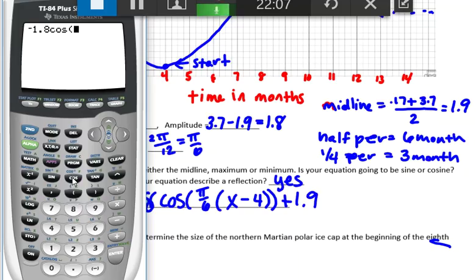So I'm not putting in the y equals yet. I'm going to put it on the y equals on the next page, but this time I'm just trying to get a number. I just want to find the size of the ice cap. And then pi is above the up caret, so there. Over 6. And instead of the x, I'm going to put what number? I think somebody said it. And this time we're going to put 8 in, because we're trying to find the beginning of the 8th month. So, yes. Is it degree or radian? Radian, please.